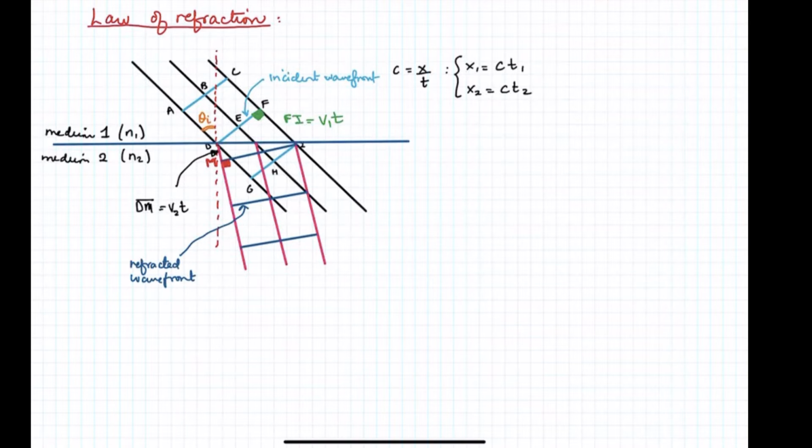Now looking over here in this area, I can say that since this angle is theta 1, this angle also is going to be theta I. Then from my triangle DFI, I may write sine of theta I equal FI divided by DI, or v1t divided by DI.